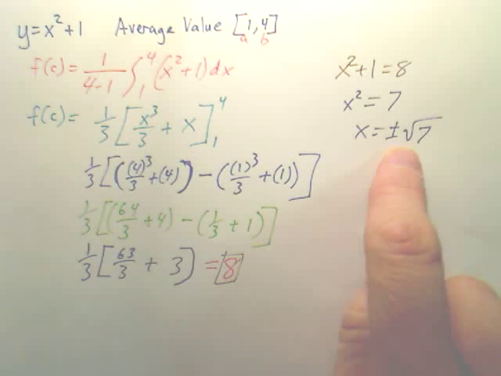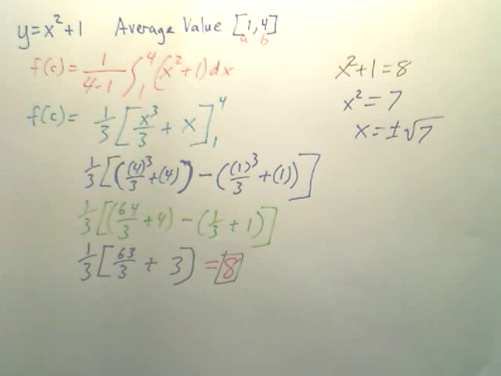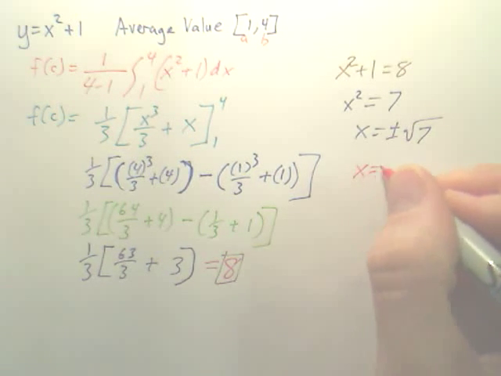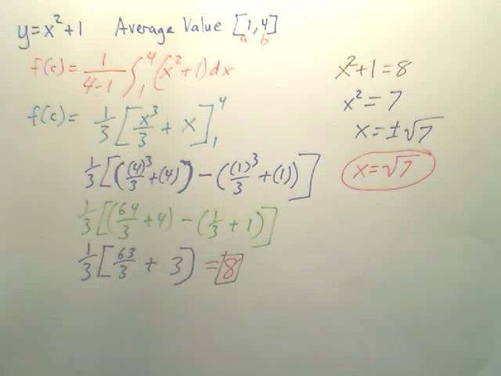Now, which one do you want? Which one's in the interval? Positive square root 7. So your answer is just the positive square root 7 because that one is in the interval. That is where you'd get a height of 8 on your graph.